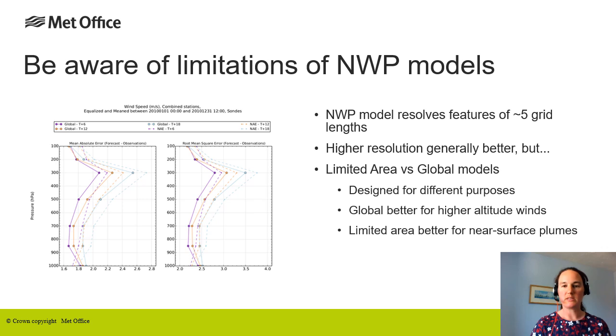And that's because they're designed for different purposes. So the limited area models are much better for the near surface plumes, where that high resolution better captures the topography and better captures the local variations in wind speed. But when we're looking at high level winds, high altitude winds, so a kilometre or more above the surface, then actually our global model is doing much better at predicting where those winds are going because it covers the whole globe and it captures the whole global meteorology.